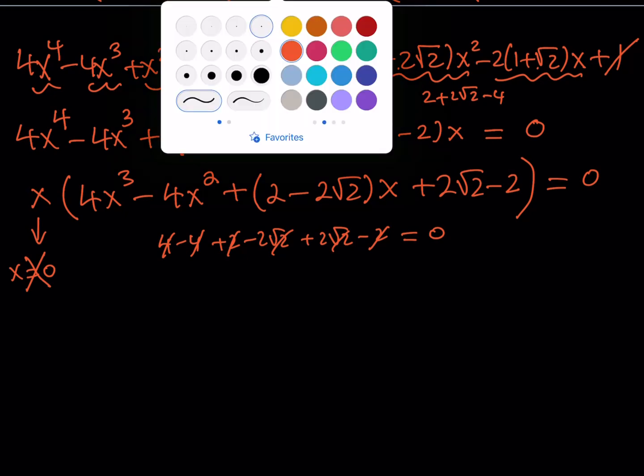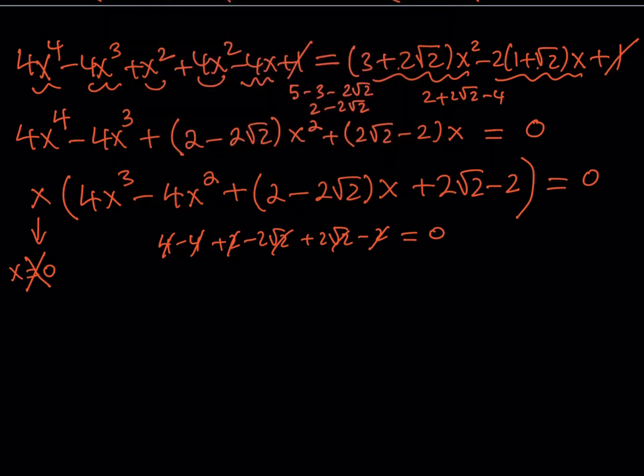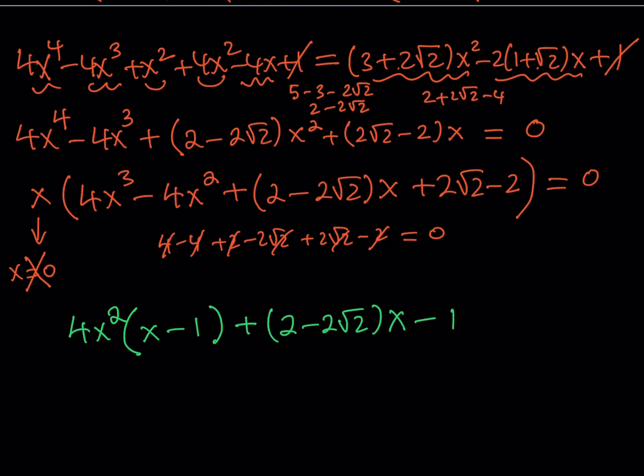With a nicer color. Let's use this one. Now what I'm going to do here is factor out 4x squared, and this color is really nice, don't you think? x minus 1. And what about these guys here? Okay, no problem. We're going to take out here this 2 minus 2 root 2. Then, let me show you, I'll take another step: minus 1 times 2 minus 2 root 2. Is that better? Equals 0.